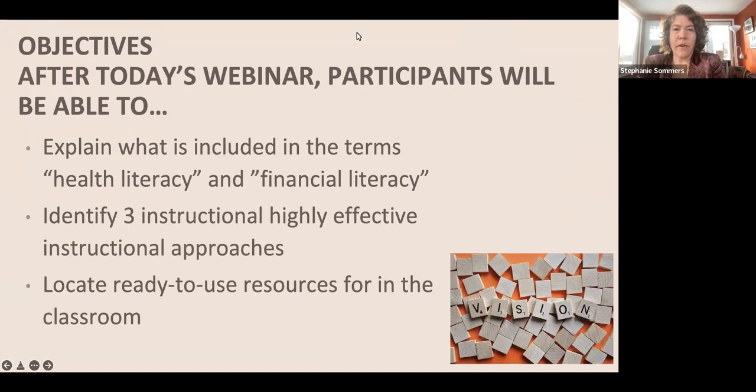All right, so we just have a few objectives today. We're lucky to have a lot of time to talk about these things, but we just have a couple of objectives. I'm hoping that by the end of our time this morning, you'll be able to explain what is included in the terms health literacy and financial literacy. What do those words even mean? Why are they important? We're also going to spend some time talking about 3 instructional approaches that are highly effective, especially when working with adult learners. And then finally, we'll share quite a number of resources that you'll be able to use in your classroom.